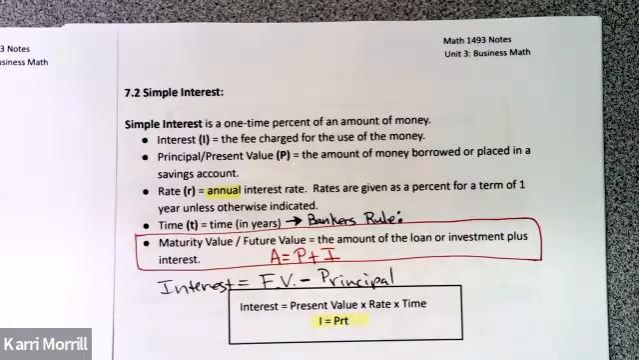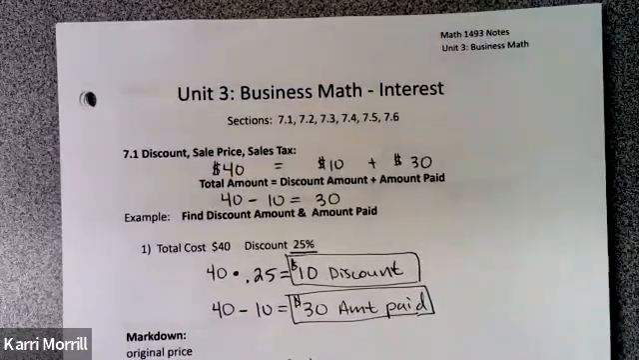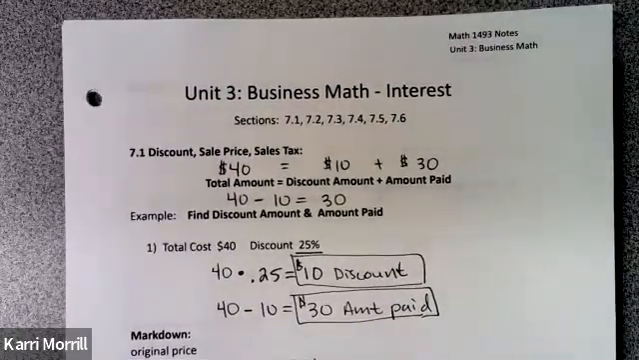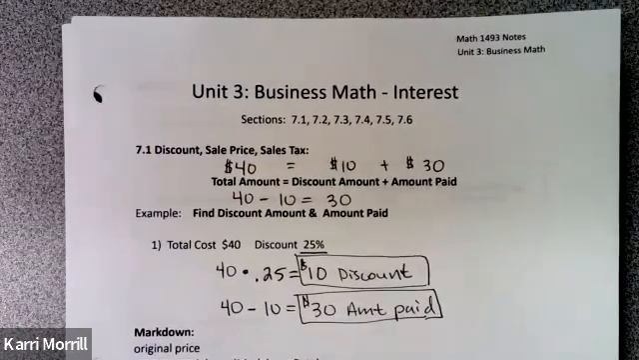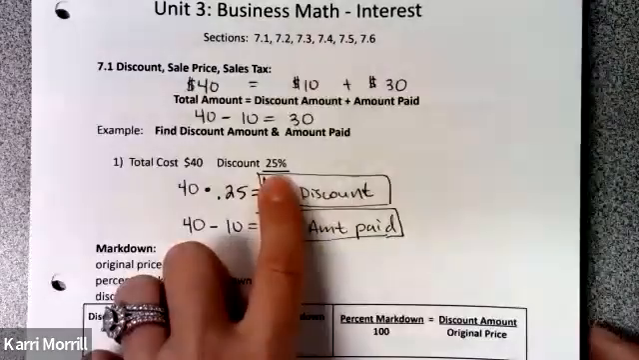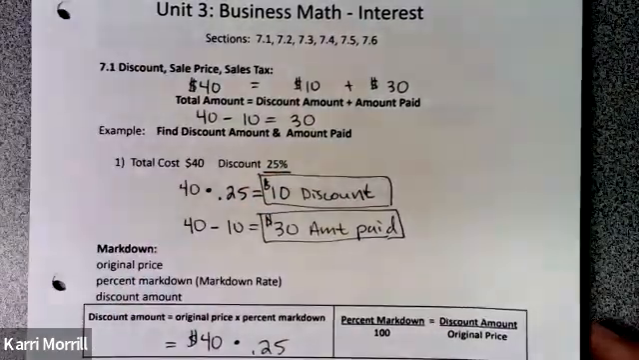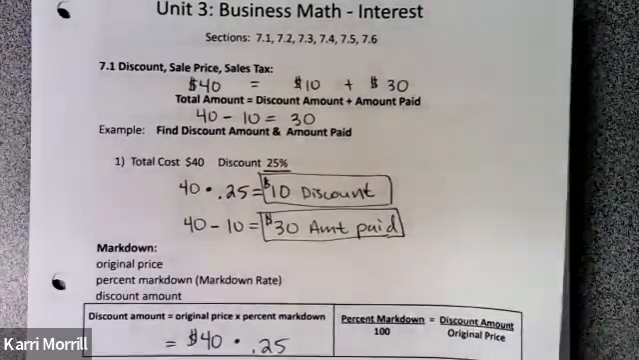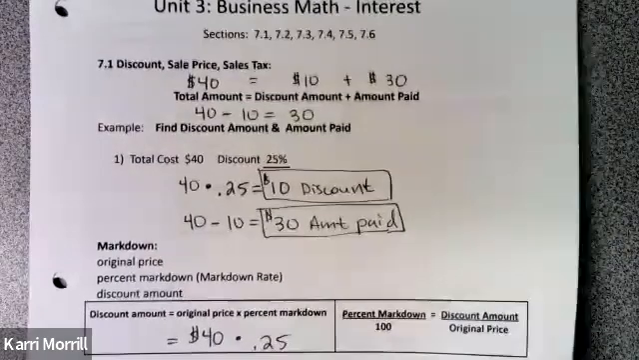Okay, so remember in 7.1, we learned about discounts and sales tax. Discounts you subtract from the original price. Sales tax, you have to add it on to the original price. But you're always working with a percentage. So just remember, you have to turn that percentage to a decimal, and then you're multiplying it times whatever the original price was. So kind of the same first step, but the second step depends on if it's a discount or a sales tax, what you do next.